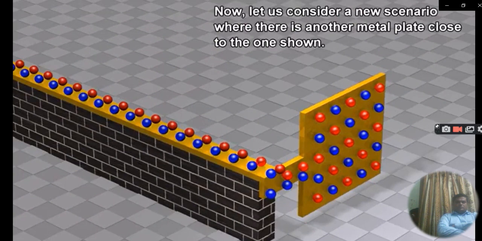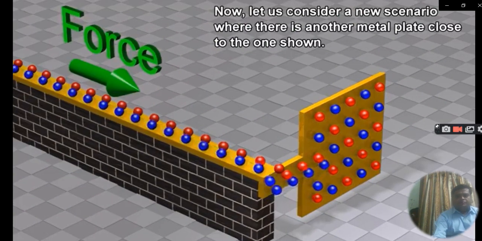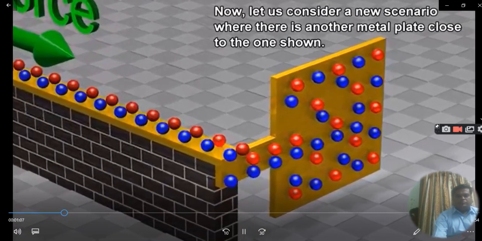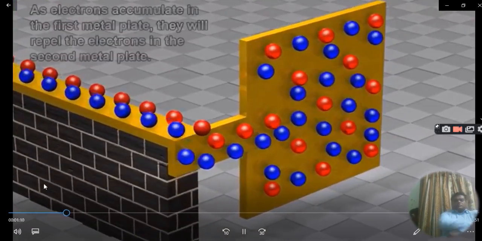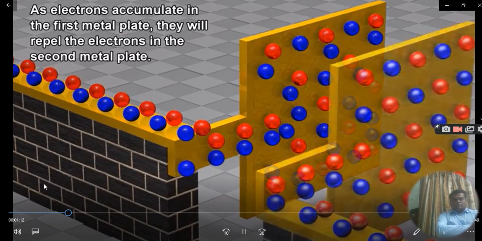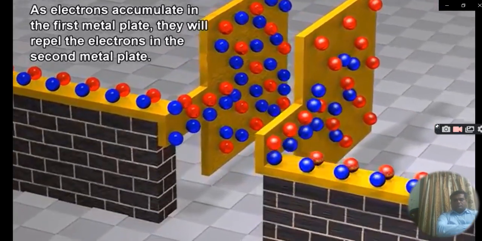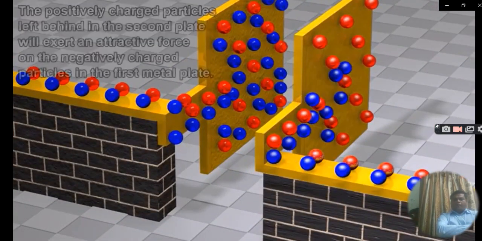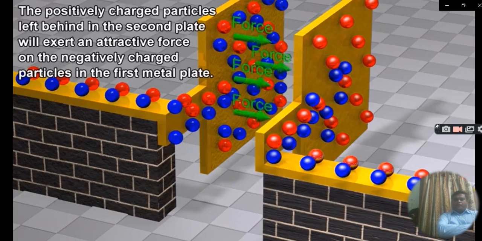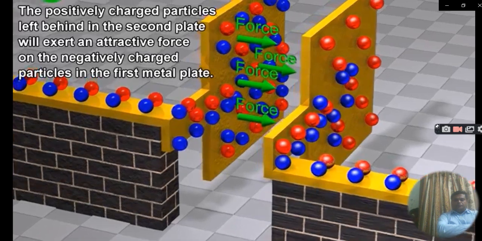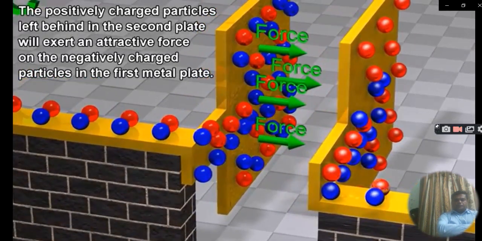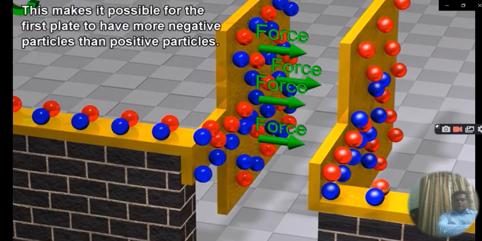Now let us consider a new scenario where there is another metal plate close to the one shown. As electrons accumulate in the first metal plate, they will repel the electrons in the second metal plate. The positively charged particles left behind in the second plate will exert an attractive force on the negatively charged particles in the first metal plate. This makes it possible for the first plate to have more negative particles than positive particles.